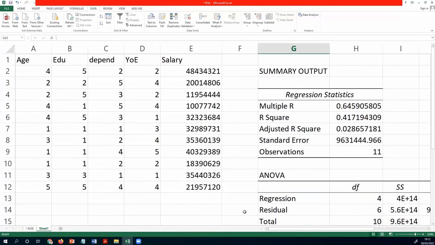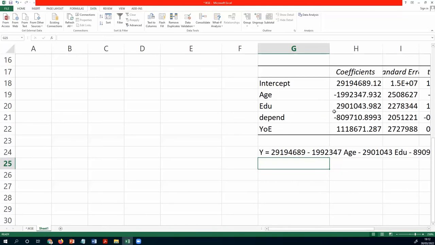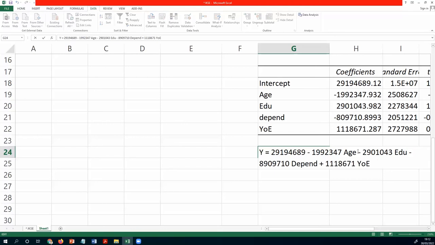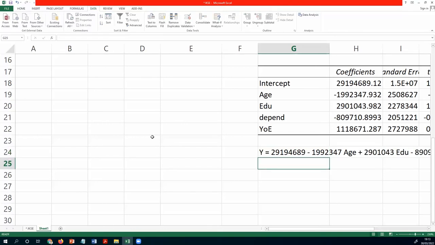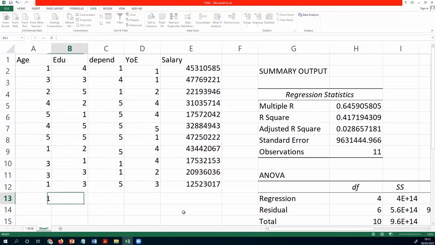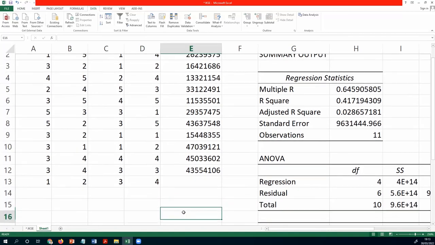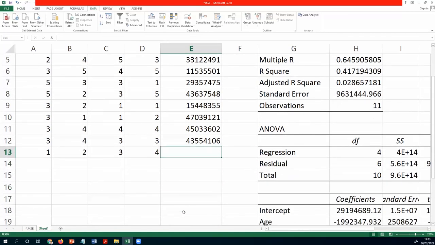Why do you keep minus on edu? Edu is a positive coefficient. Edu positive, positive. Oh yeah, minus, possibly positive. Okay. Edu plus. So the concept is, let's say you have another new data like this, 1, 2, 3, 4, something like that. So the data changed, no worries. So how much is the salary?